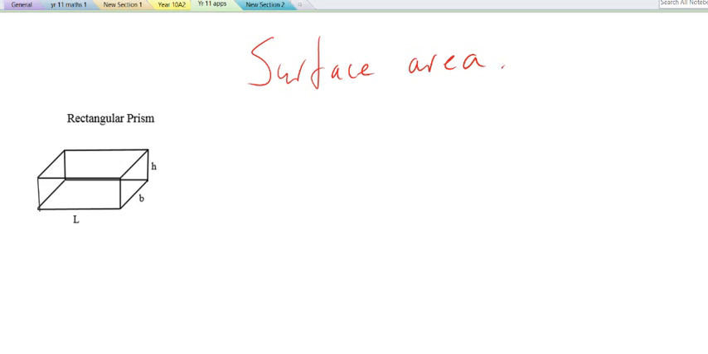Alright, so could you all please write surface area at the top and then give your best attempt at drawing a rectangular prism like I've done underneath, please.